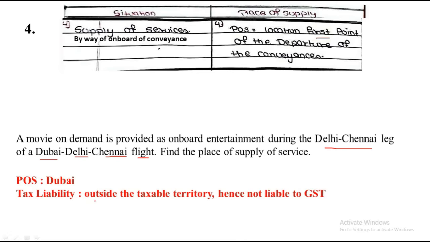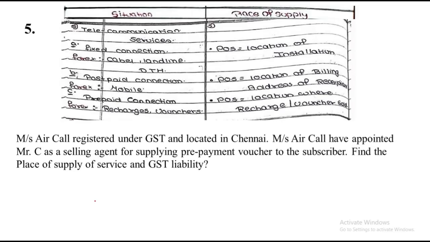Okay, that was situation number 4. Next, telecommunications. This is based on all telecommunication services in which we have fixed connections, like fixed lines, cable, landline, DTH service. So here your place of installation will become your place of supply. For postpaid connection, that is for your mobiles and your fixed lines, here your place of supply will be the billing address of the recipient. And for prepaid connection, wherever your recharge or vouchers are being sold, that place will become your place of supply.